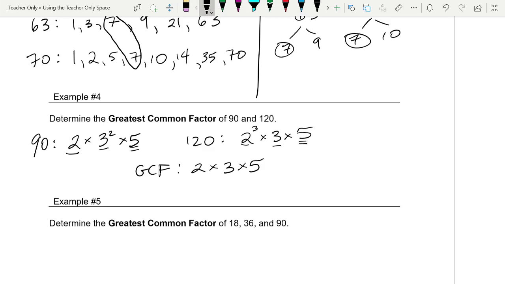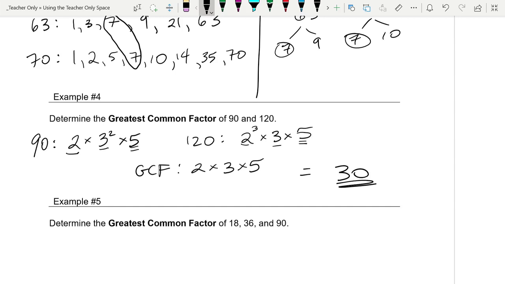It's like, well, how come you don't put an exponent like this 3 on here? Well, no, I can't do that, because there isn't 3 2's in the 90 number. The 90 only has 1. So it's the smallest value that they share. They share 2, they share 3, they share 5. The greatest common factor, somebody got it right away, it was 30.